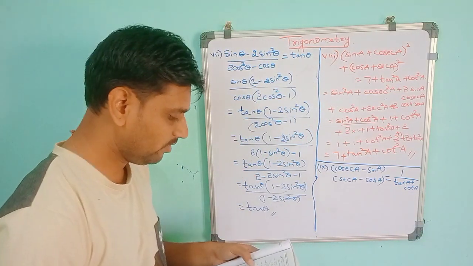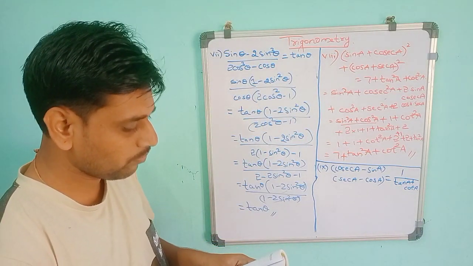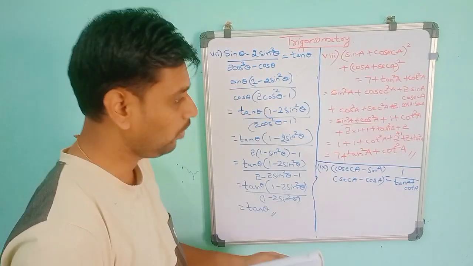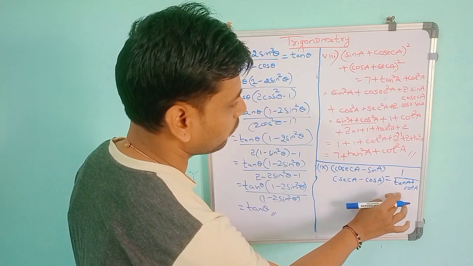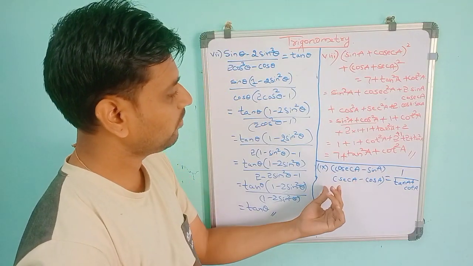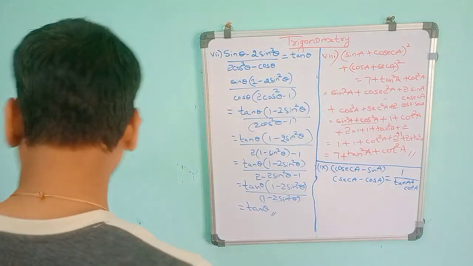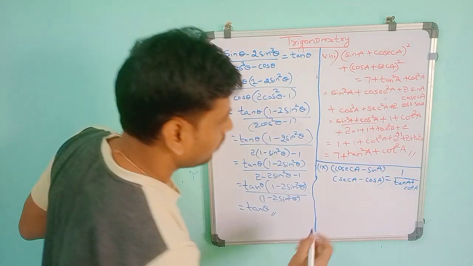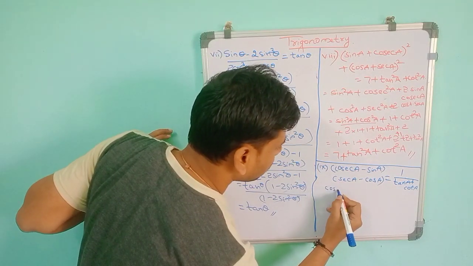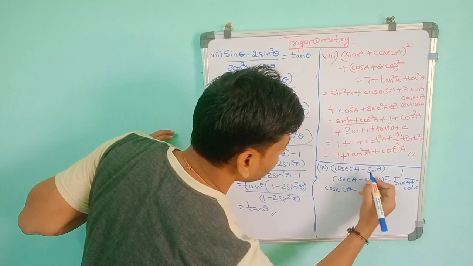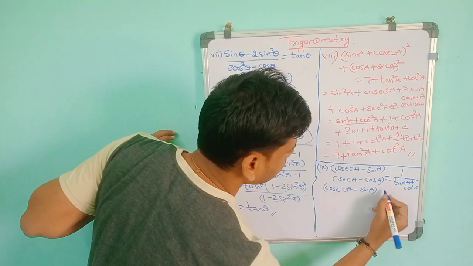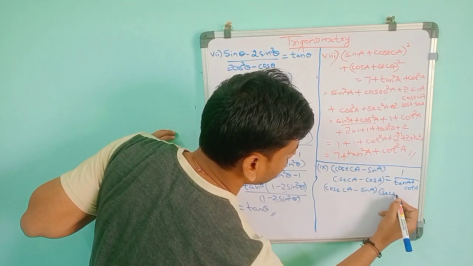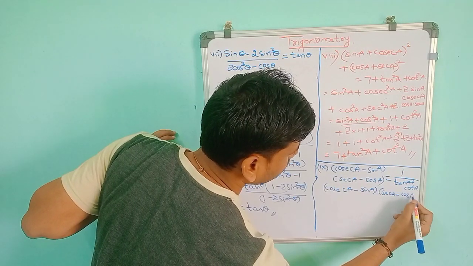So they have given a specific hint to simplify LHS and RHS separately. So you should not prove it by saying this one is equal to this one. We have to simplify this side separately and this side separately. So cosec A minus sin A into sec A minus cos A.